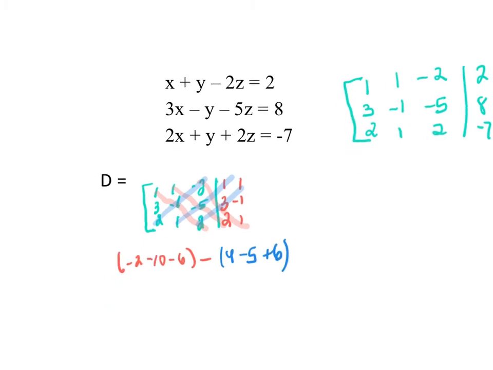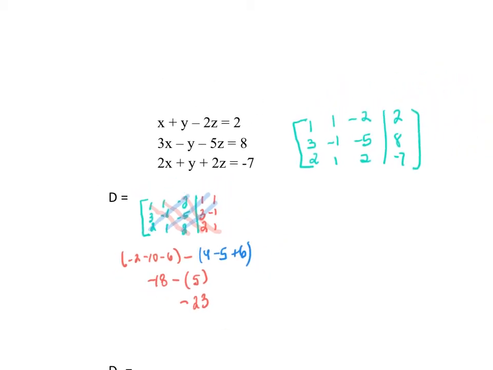So now we just do some simple calculations, guys. Negative 2 minus 10 is negative 12. Minus 6 is going to be negative 18. Minus 4 minus 5 is negative 1. Plus 6 gives me 5. So negative 18 minus 5 is negative 23. That's my determinant.